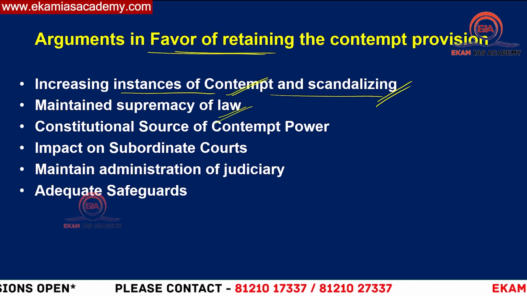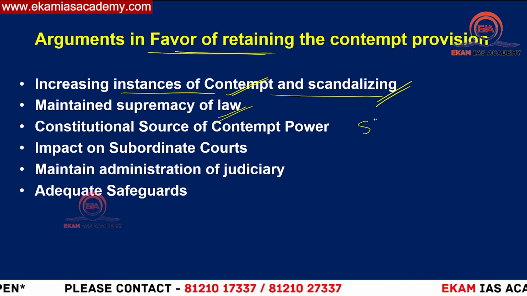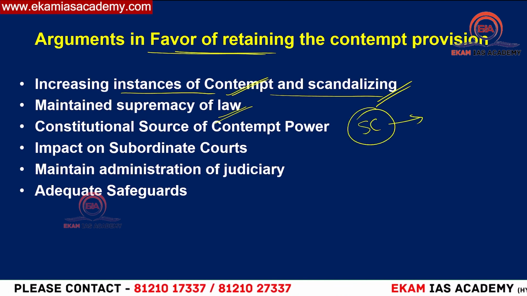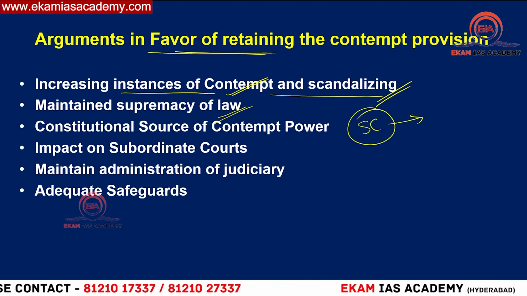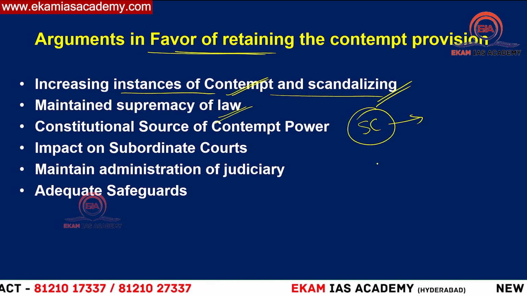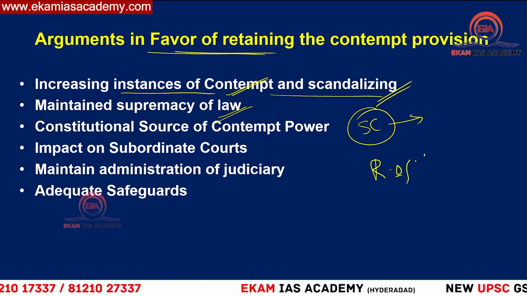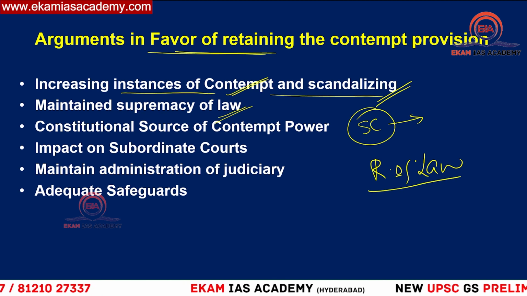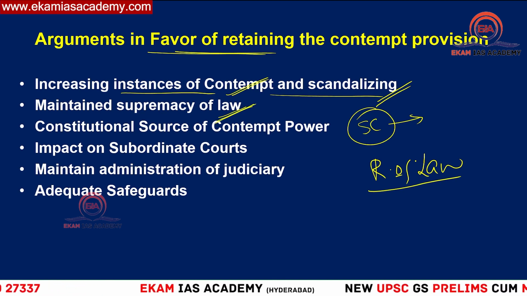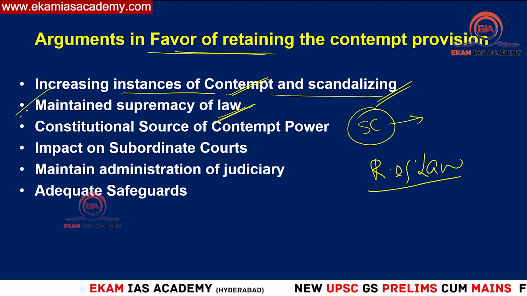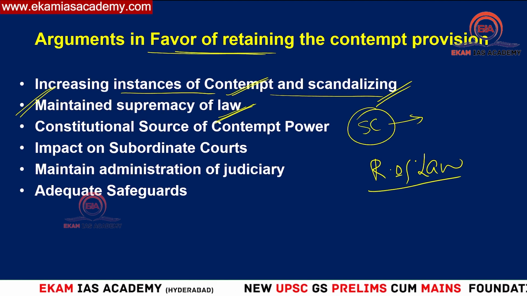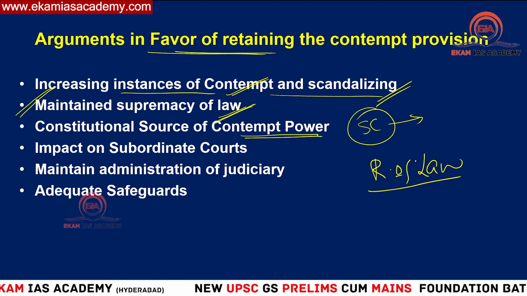Then maintaining the supremacy of law. Here the Supreme Court is not a particular authority which is always against the government. In maintaining the rule of law, or in maintaining justice only, it has to give some particular judgments. So to maintain the supremacy of law in the constitution, it is sometimes necessary for the Supreme Court to have these powers. Then the constitutional source of contempt.